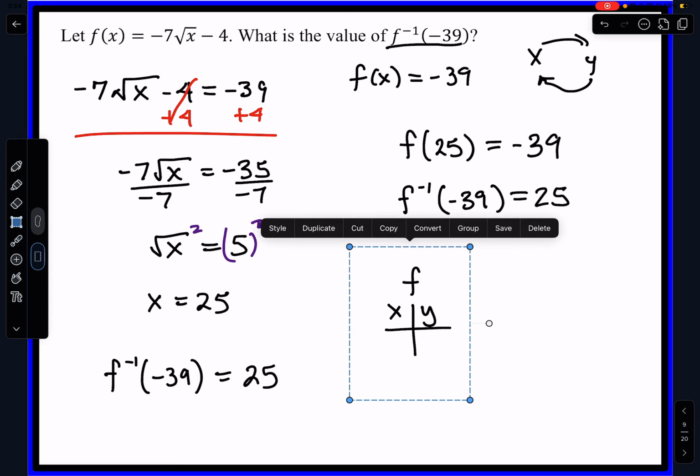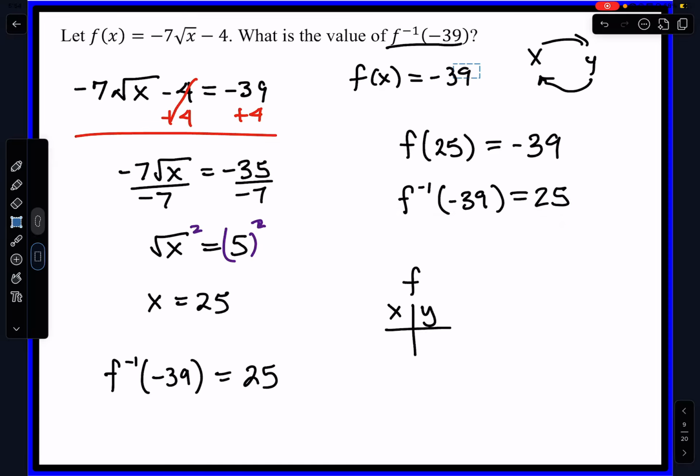So that's why solving this equation and finding out what number gives you negative 39 in this original function is how we determine what the output value would be to the inverse when we plug in this number, negative 39.